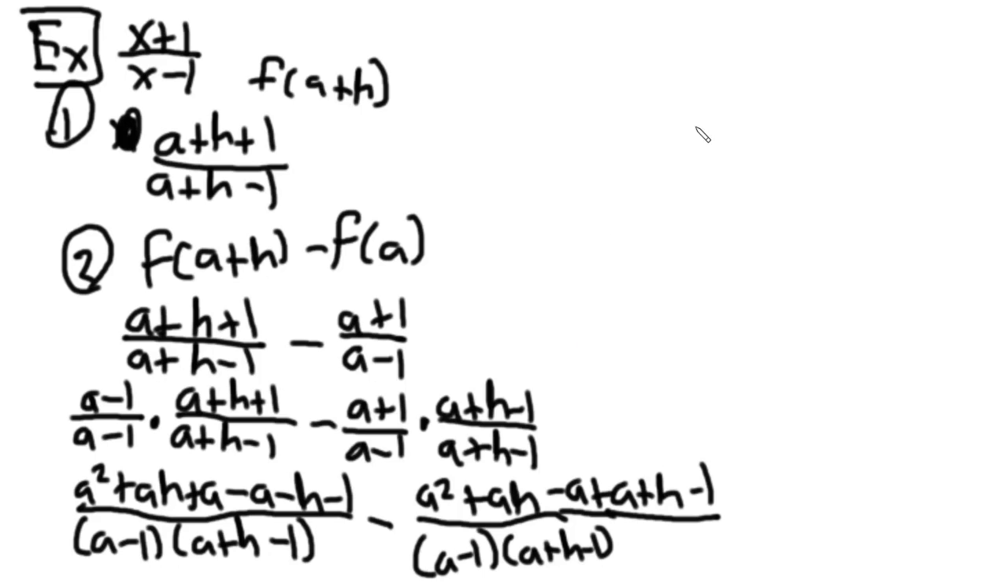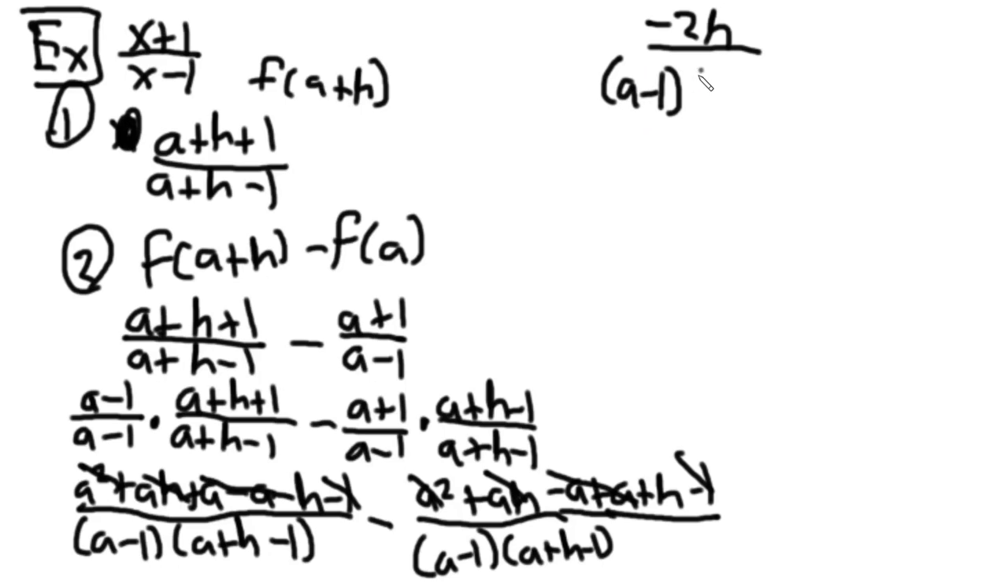Now we can simplify. I have an a squared minus a squared. I have an ah minus ah. I have an a minus a here that I can cancel, and an a minus a here that I can cancel. A negative 1 minus a negative 1 here, that cancels. But then I have a negative h minus h. So negative h minus h is going to be negative 2h over a minus 1, a plus h minus 1.